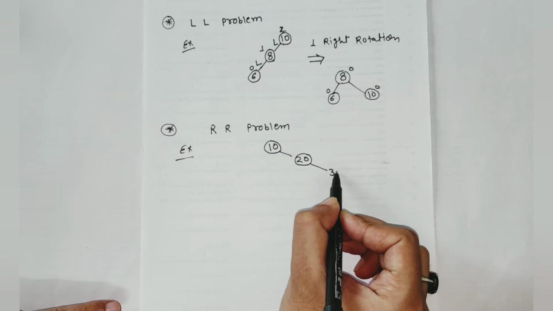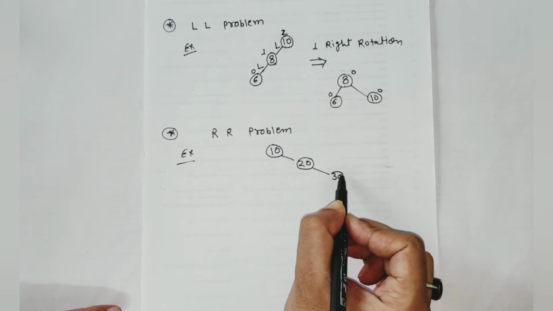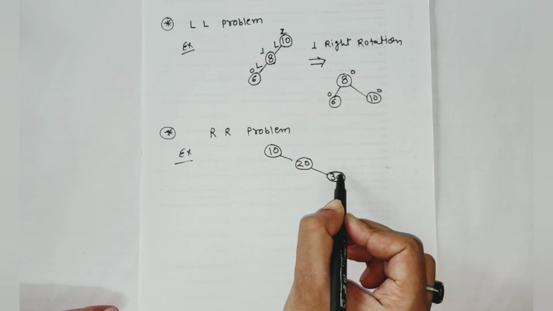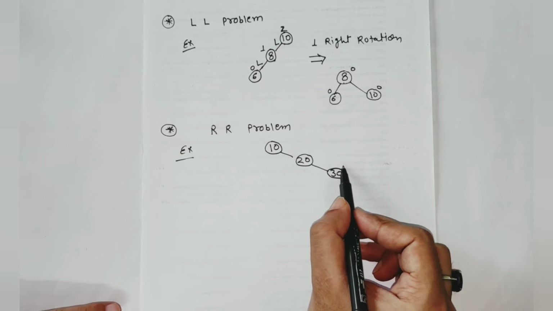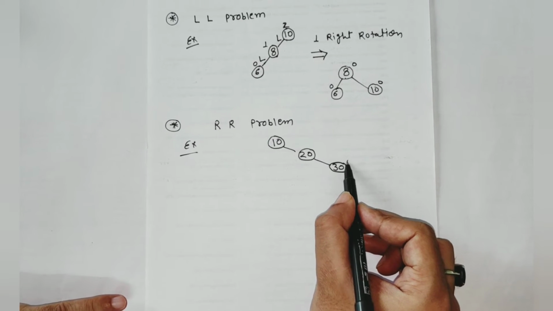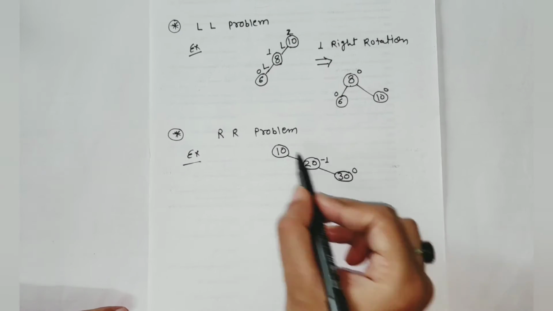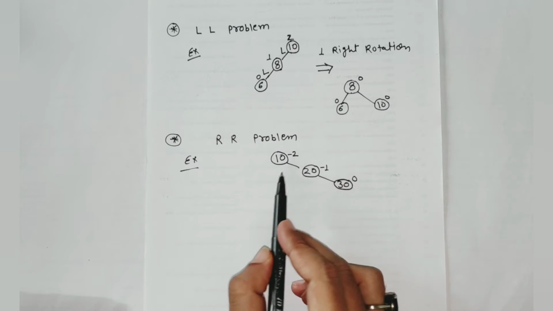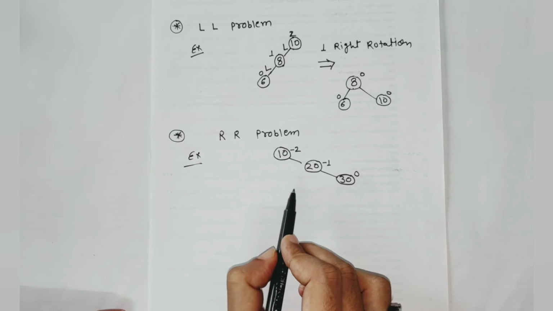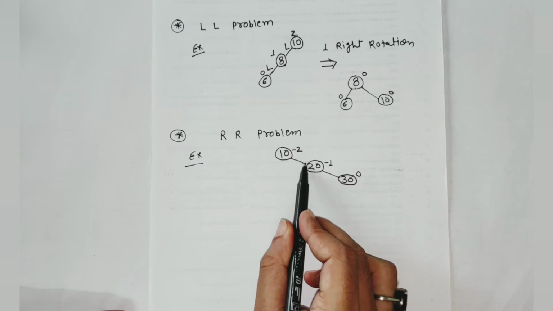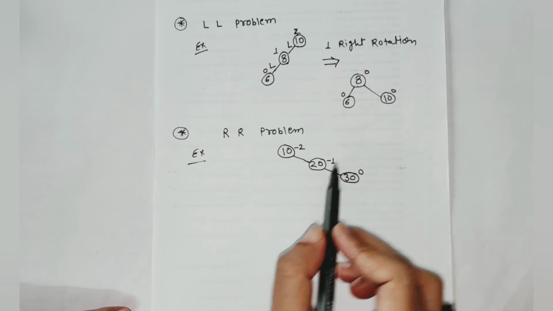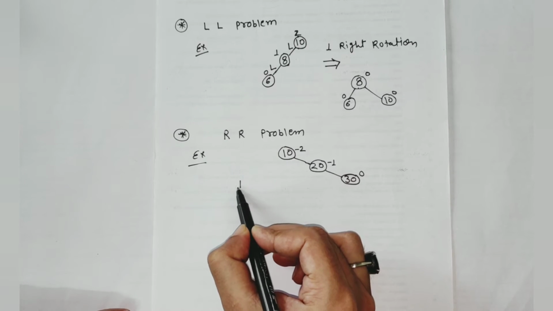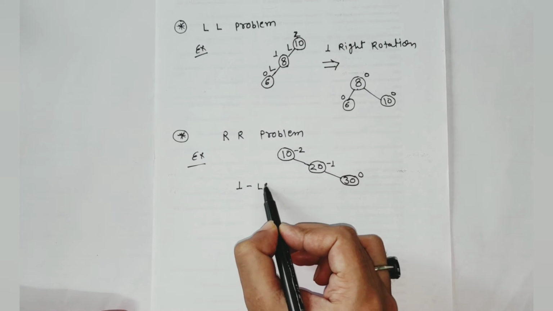So 30 will be on the right hand side. Now we will check the balance factor. So the balance factor will be 0, -1 and -2. So now the balance factor of 10 is -2, which is violating our condition. So we will make some rotation. So here we will make one left rotation.